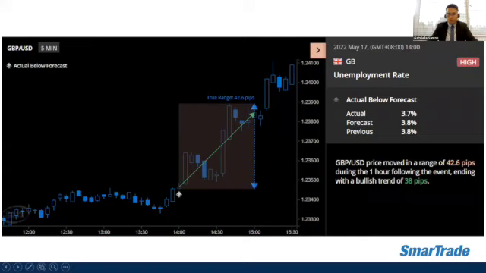So for the pound USD on the 5-minute time frame, the price moved in the range of 42.6 pips. And 1 hour after the event, it ended with a bullish trend of 38 pips. So obviously, the pound against the dollar benefited from this data.